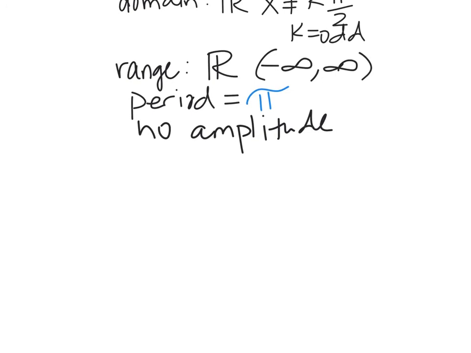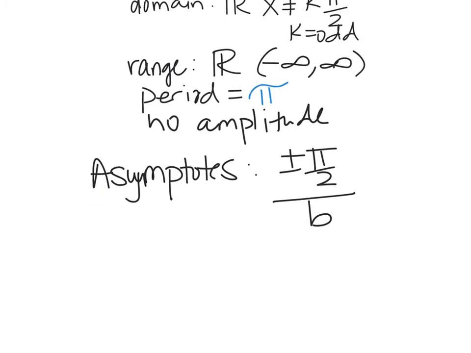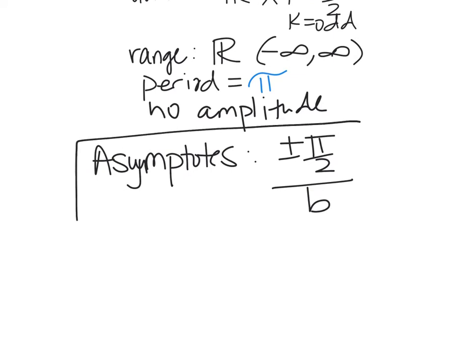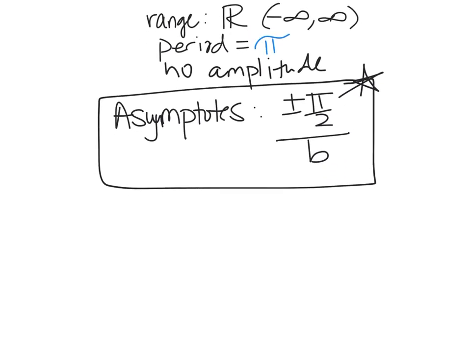What you're going to do is this. To find the asymptotes, it's something that you can memorize. You're going to do plus or minus pi over 2 divided by b. And that's going to be the key to graphing tangent if you like to memorize stuff. If not, then you'll have to think of where cosine is 0, which makes tangent undefined.